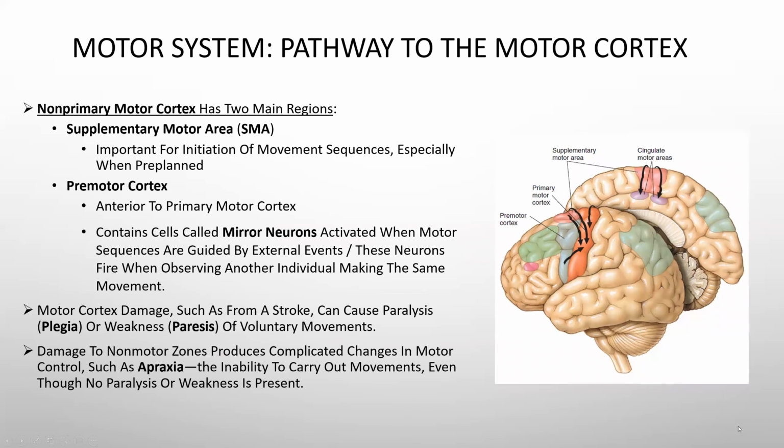Now, we talked a little bit about non-primary areas, but we're going to go into more detail here. This is still the pathway to the motor cortex. Now we are up in the primary motor cortex, and now we're looking at other areas that help feed information in and out of that primary motor cortex. One of those areas would be the supplementary motor area. You see that on the figure on the right-hand side. It's important for initiation of movement sequences, especially when pre-planned.